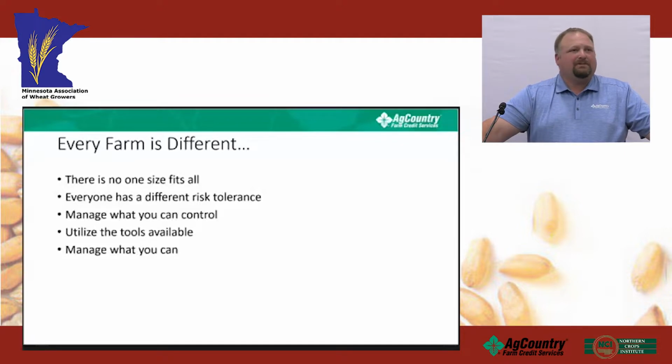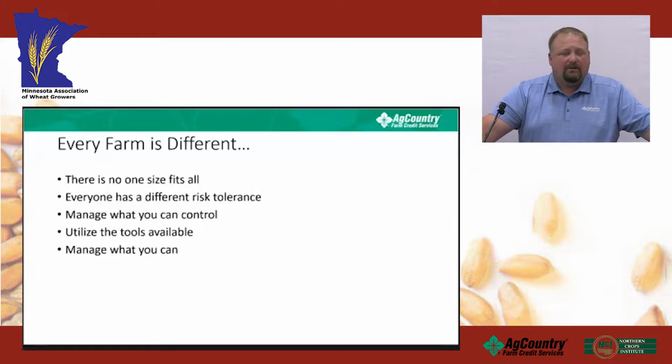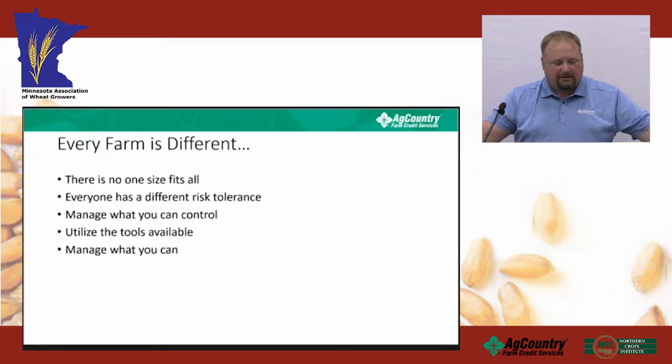We can lock crop insurance prices in now basically 10 months out of the year. You don't need to wait till February to lock in your crop insurance price. You could lock it in today, based on where it closed yesterday, for a premium. Nothing's free in this world. It costs money. But how much risk do you want to take off the table?